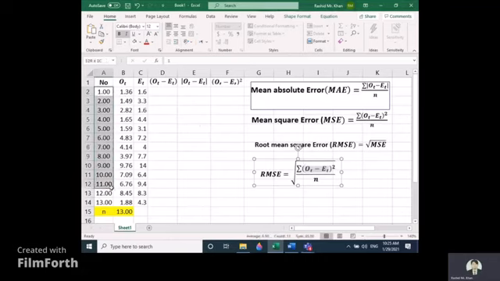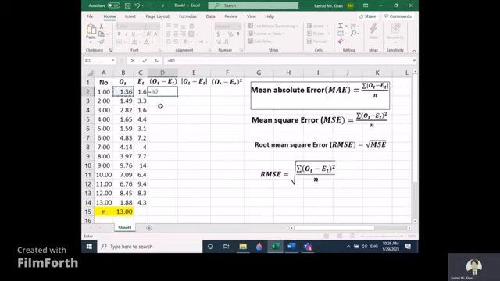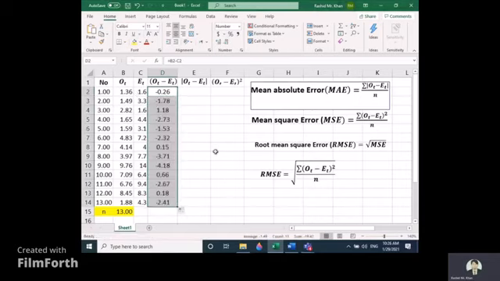We have here 13 observations, observed and expected. The first thing, we need to find the difference between the observed and expected. So we type equal, observed B2 minus expected C2, and click enter. This will provide minus 0.26, the difference between observed and expected of the first observation. Now just drag it down till the end. These are all the differences between observed and expected.